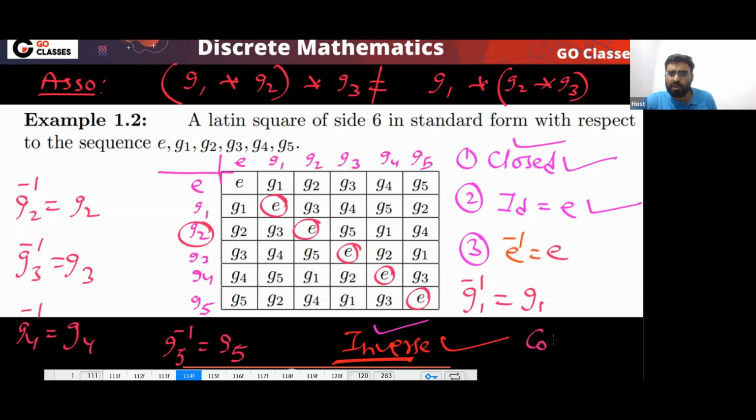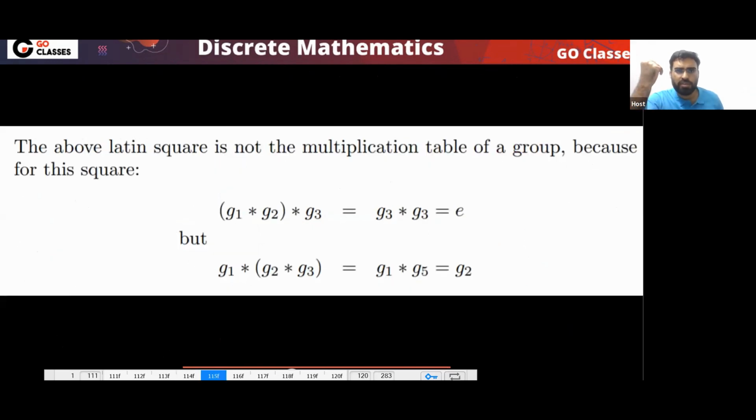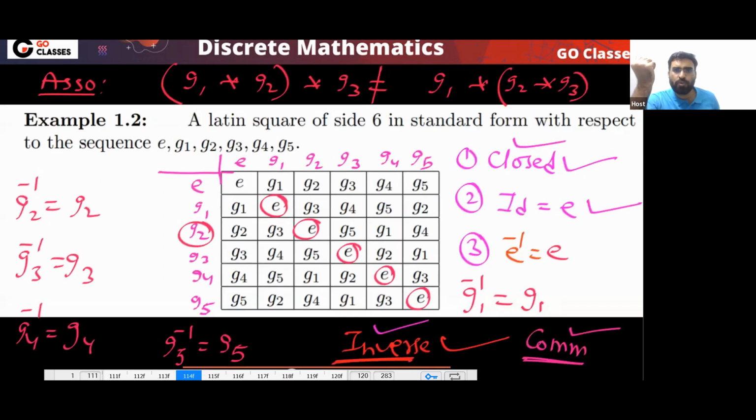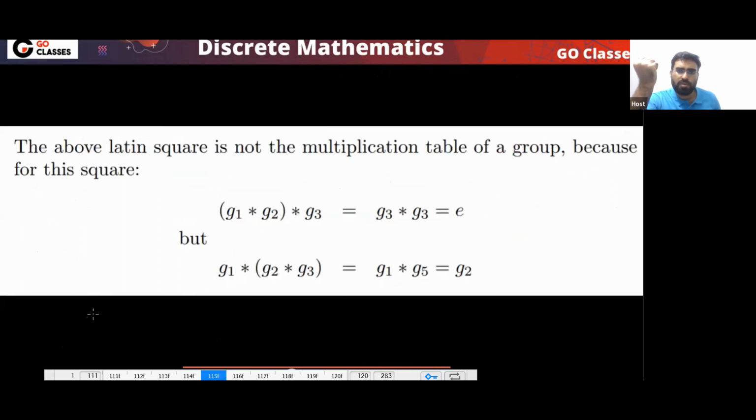Do we have the commutative property? Is this commutative? I think this is commutative. I think this is symmetric. So this is commutative. All the properties are satisfied, but associative property is not there. So I can say it is not a group.